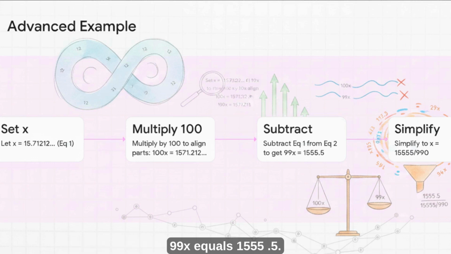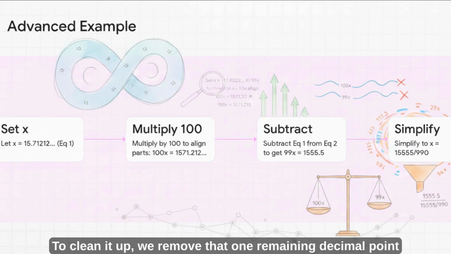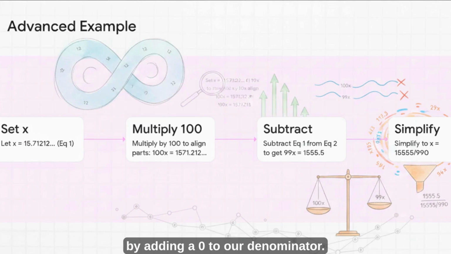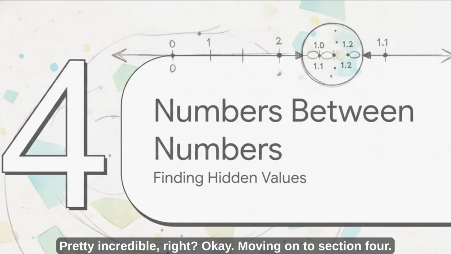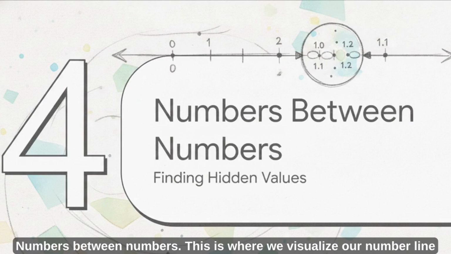99x equals 1555.5. To clean it up, we remove that one remaining decimal point by adding a 0 to our denominator, and we simplify that to 15,555 over 990. Pretty incredible, right? Okay, moving on to section 4, numbers between numbers.